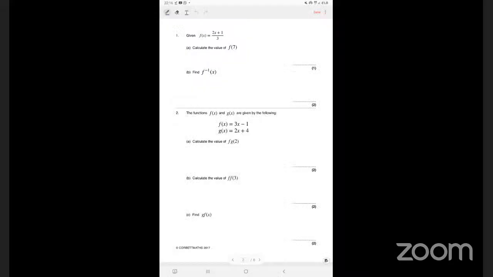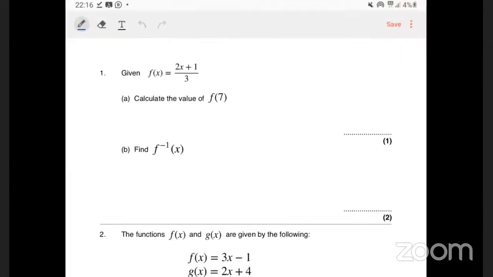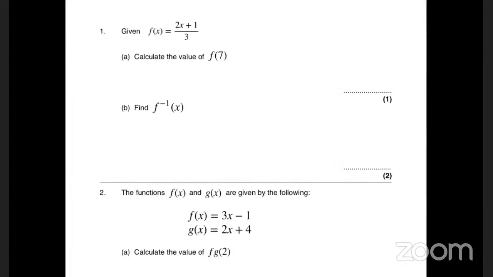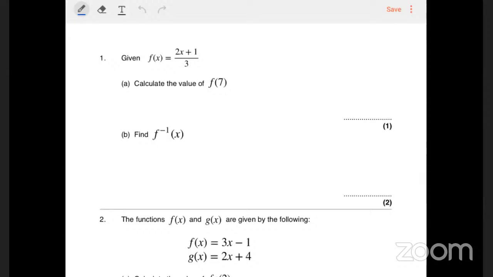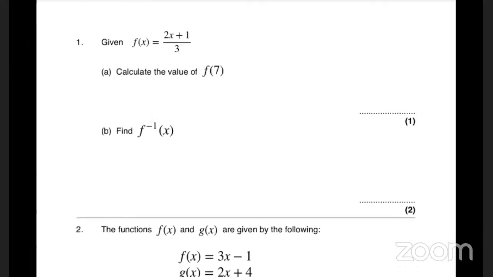All right, so these questions are taken from Carbit Maths 2017. I'll put the link in the description below for the exact paper. Carbit Maths has some really good, quick questions that you can use in your lessons if you are a teacher, and definitely for students as you practice.